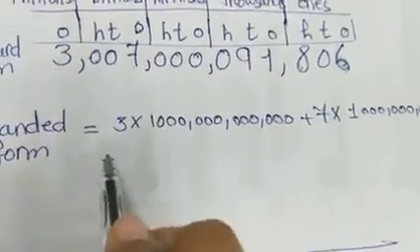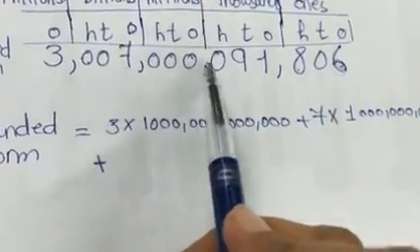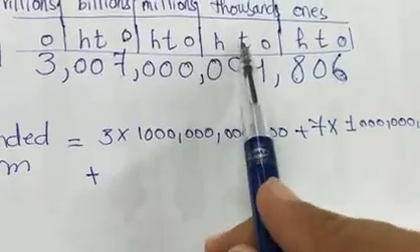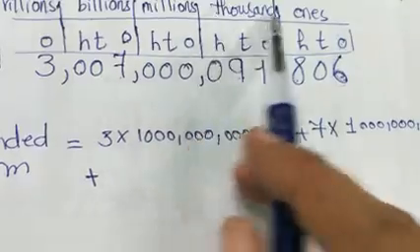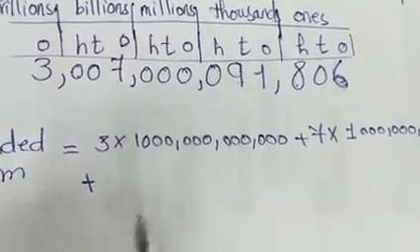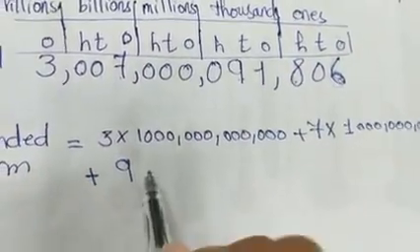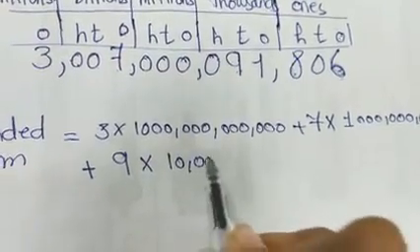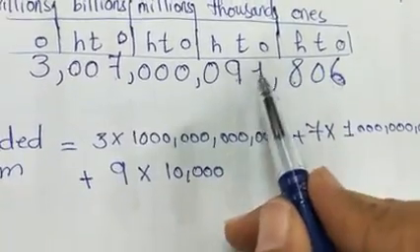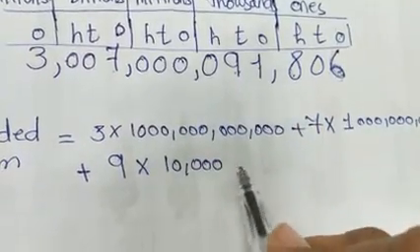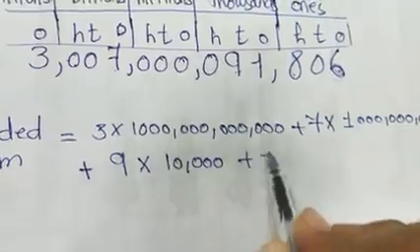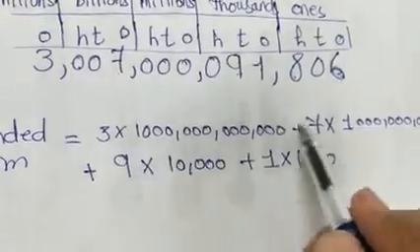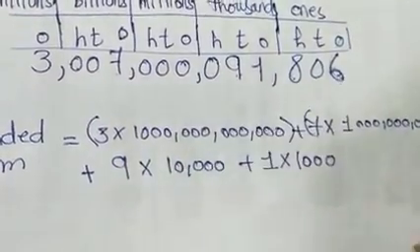Plus, after this I have all zeros till I get to the 9. The 9 is in the 10th place in the thousands period. So I will make 9 times 10,000. Then I have 1 in the thousands place, plus 1 times 1000, just in brackets.